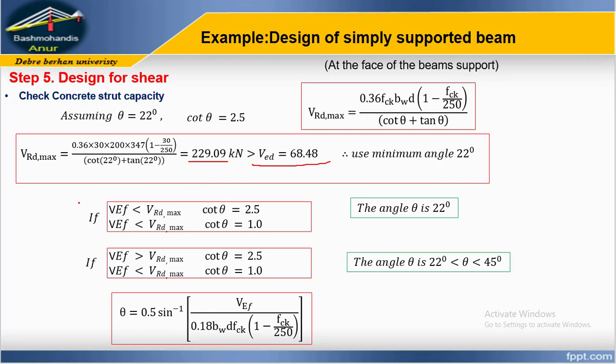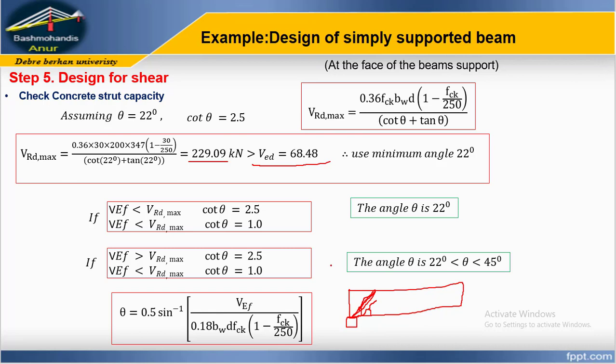Therefore, in this case, we have to use the minimum angle, okay? Simply draw the beam. At the face of the support, the minimum angle is 22 degrees, okay? The maximum is 45 degrees. Therefore, it should be between 22 and 45. The minimum is 22. If it is greater than 45 degrees, we have to revise the section, okay?